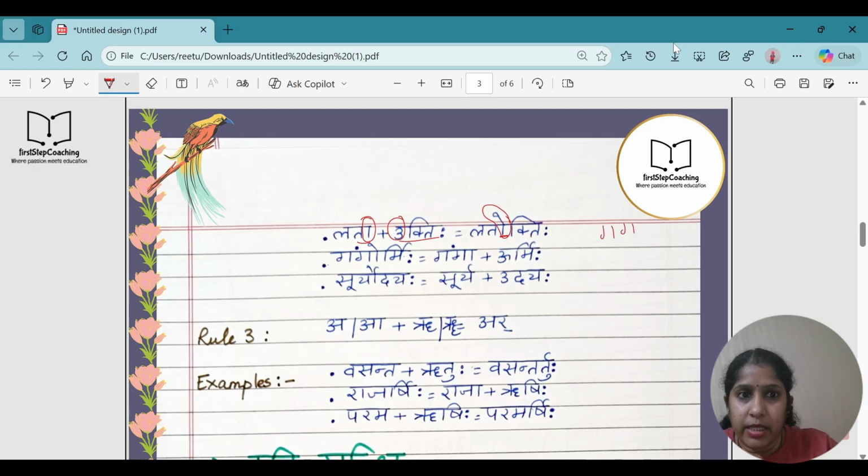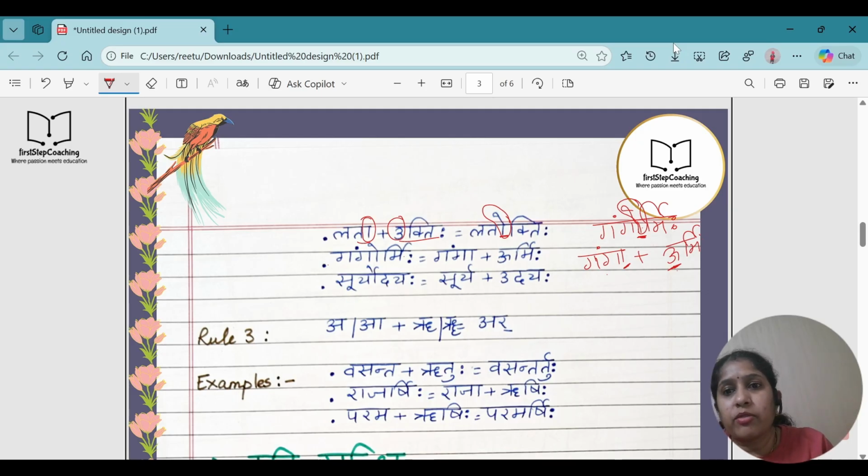Now, if you have to split it, let's see how we are going to do it. Gangormi, O is there, right? So it should be something like A plus U, because the O ki matra is there. But we know that there is no word like Gang. It is Ganga. And Urmi, we always have Bada U ki matra. So it will be Ganga plus Urmi, which became Gangormi. So if you just see the rule, it is A plus U became O. Correct? That is the Gun Sandhi.